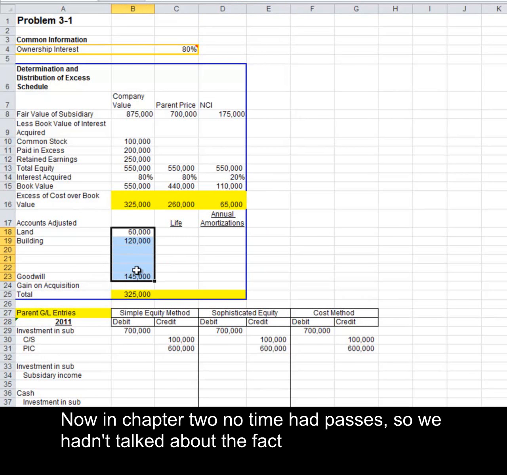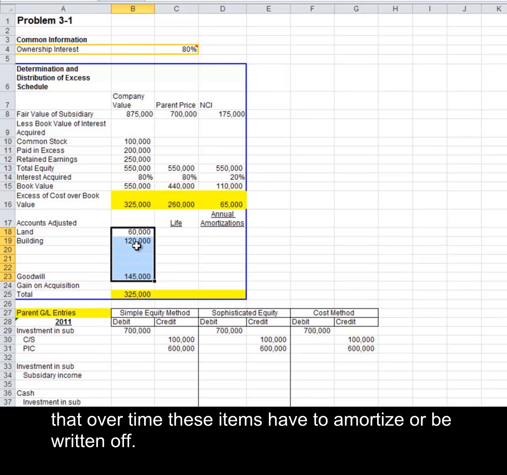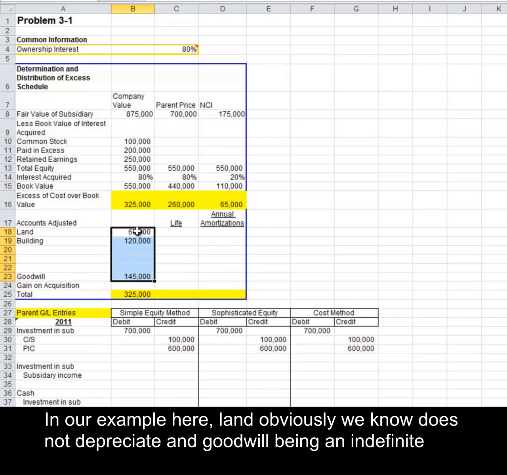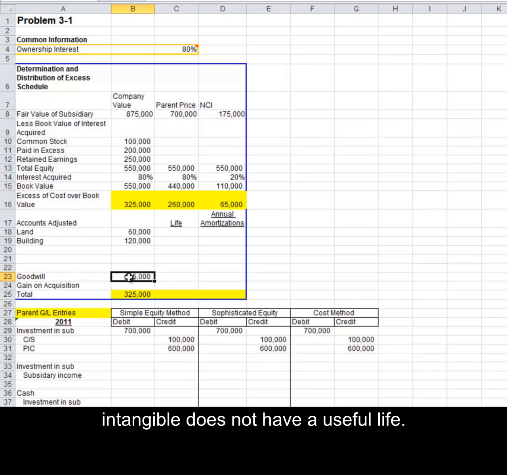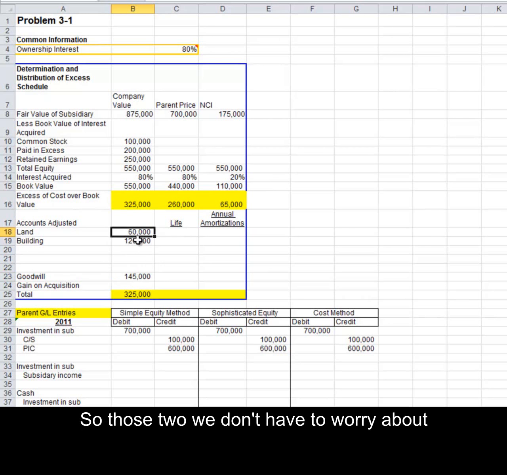Now in Chapter 2, no time had passed, so we hadn't talked about the fact that over time these items have to amortize or be written off. In our example here, land obviously we know does not depreciate, and goodwill, being an indefinite intangible, does not have a useful life. So those two we don't have to worry about.